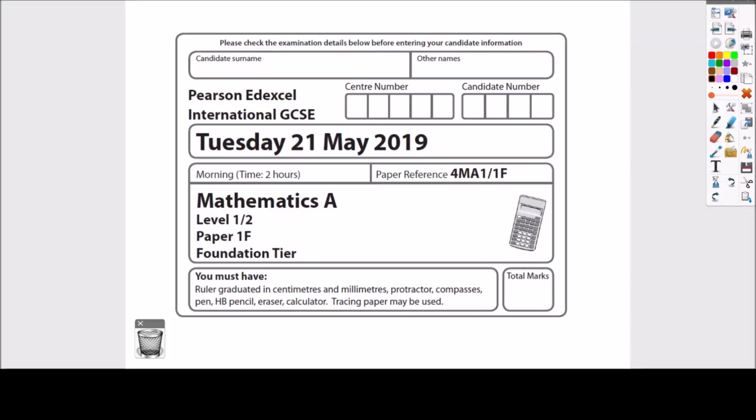So in this video, we're going to work our way through this IGCSE Maths Foundation paper, paper 1 from Tuesday the 21st of May 2019. And for my referencing, this is paper number 5.